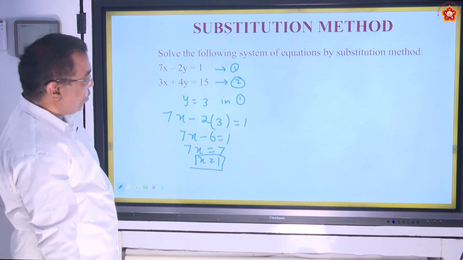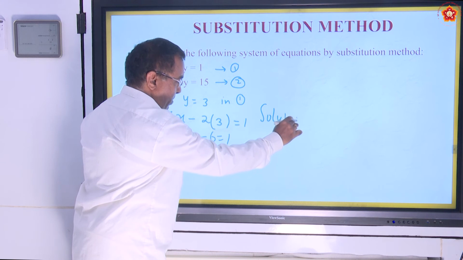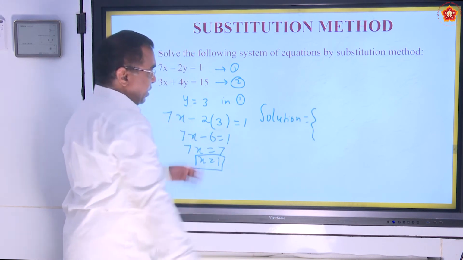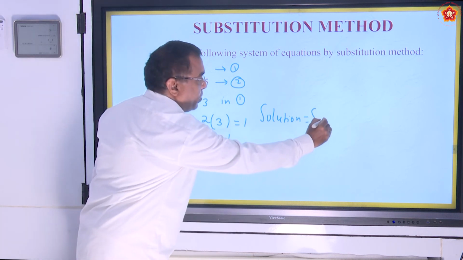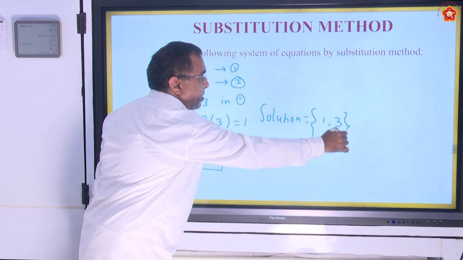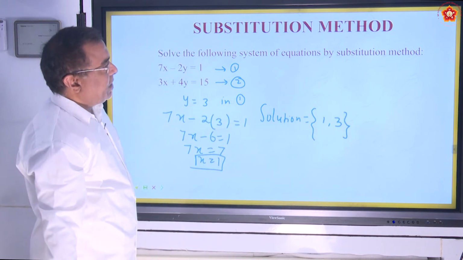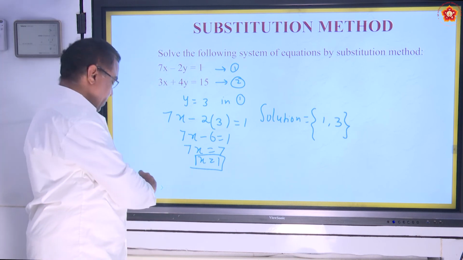So finally, the solution of this particular system of linear equations is going to be: first we write the x value followed by the y value, (1, 3). So this is known as the substitution method of solving any given linear equation.